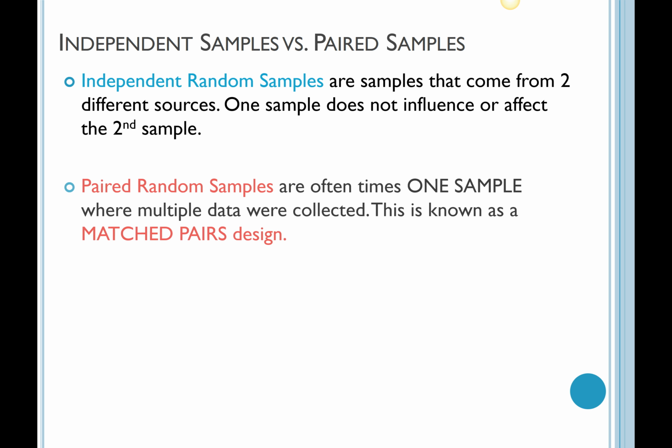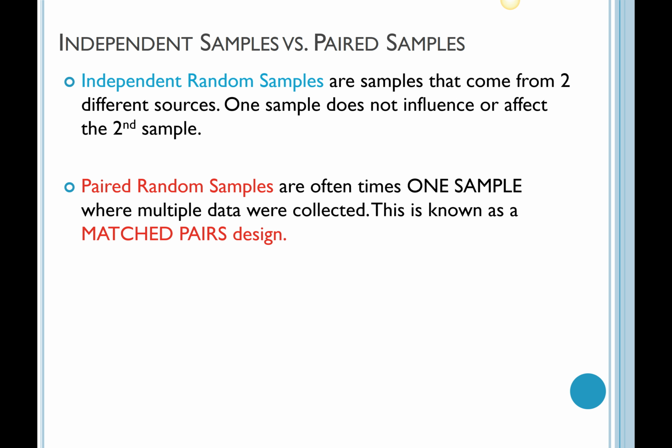That's different from a paired random sample. So these are oftentimes from one sample where multiple data were collected. So that's going back to Chapter 9 when we discussed matched pairs, when we're talking about before and after effects, when we're talking about left hand versus right hand, pre-test versus post-test. All right, that's usually from one sample.